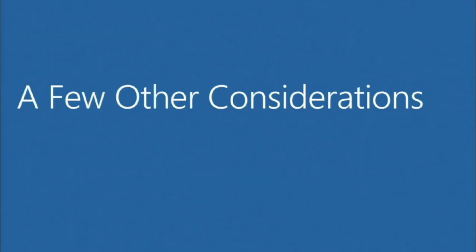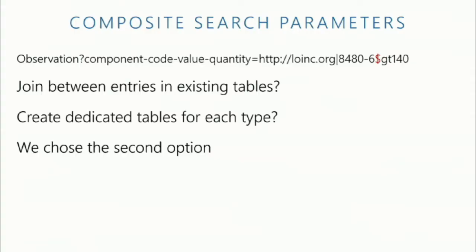A few other considerations. Composite searches are very common and very useful in a FHIR service. You can specify a search over two other search parameters, separated by this $ here. For example, the systolic blood pressure value is greater than 140. This means both of those must be true within a resource for this to match. You have a couple of approaches here. One would be to join these values together if you had some correlating identifier. Or you could create dedicated tables for all these different search parameter types. We chose the second option.